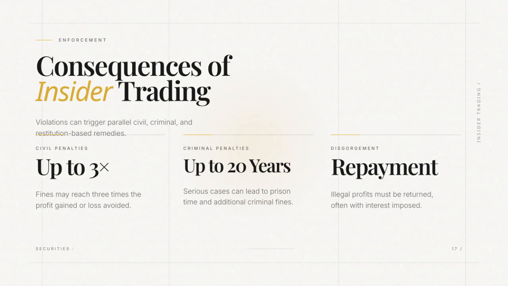On the criminal side, the penalties are even more severe. In serious cases, individuals may face prison sentences of up to 20 years, along with additional criminal fines. This highlights just how seriously the law treats these offenses. Another important concept is disgorgement, which means the illegal profits made must be repaid. Often, this repayment will include interest to further ensure that wrongdoers do not benefit financially from their actions. All of these enforcement actions fall under specific securities rules designed to maintain fairness and integrity in the market. Understanding these penalties emphasizes the high stakes involved and the importance of compliance with insider trading laws.